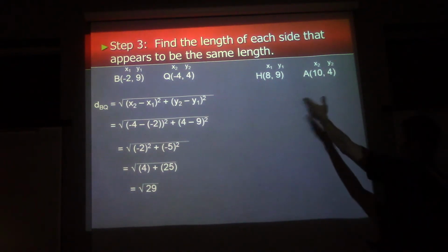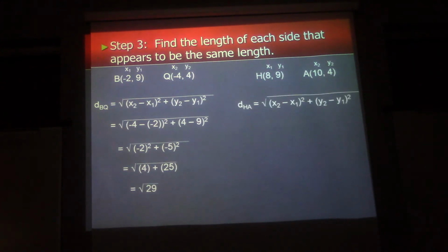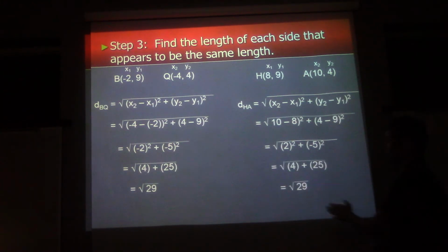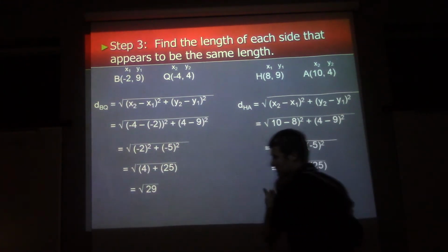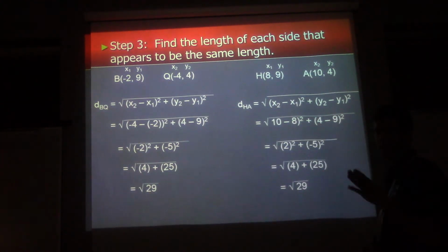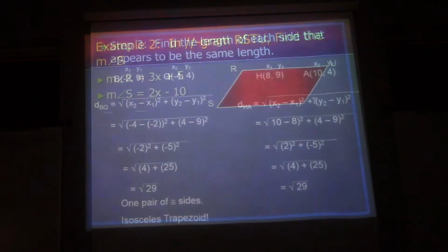Do the same over here. Subtract your x values, 8 and 10, subtract your y values, 9 and 4. Square them, so 2 squared is 4, negative 5 squared is 25, and you get 29. So if you look at it, those sides are congruent. So you have opposite sides that are parallel, and the other sides are congruent. We call that an isosceles trapezoid. So that would be the most accurate way.